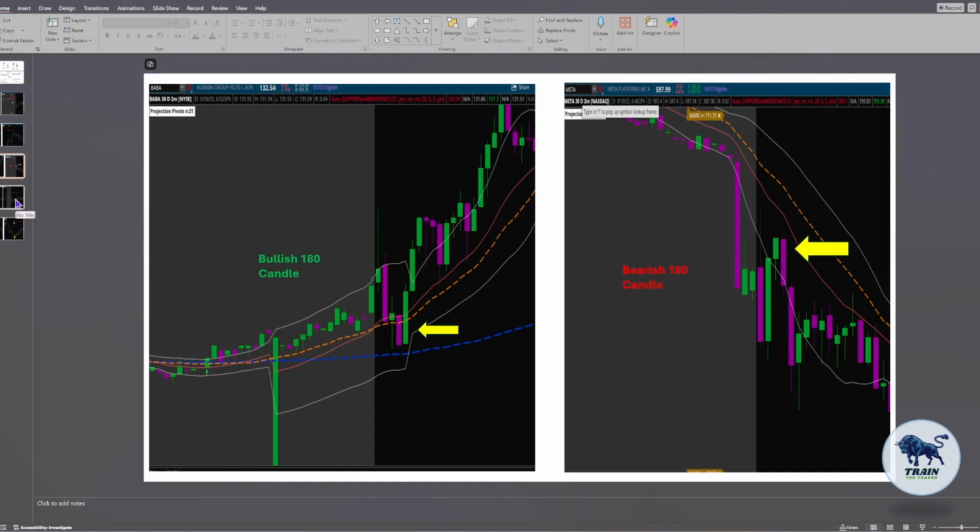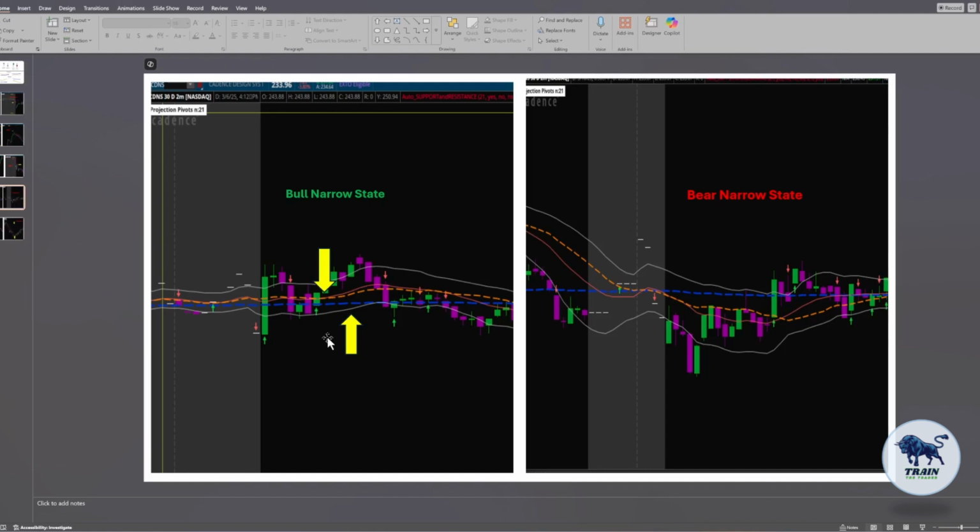Right? Making sense? Now we get to our narrow states. Bullish narrow state. See how close the 200, my blue line, is to the 20? So you see how close the 200 and the 20 are together? Very close together. This is a narrow state. And it's a bullish picture because the 20 is above the 200 SMA. But they're very close together. It's a bullish narrow state.